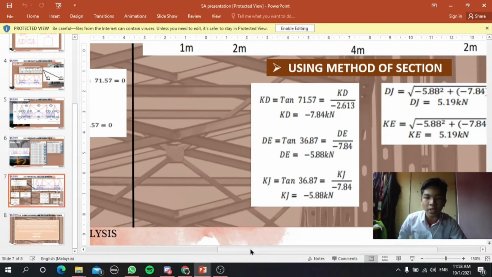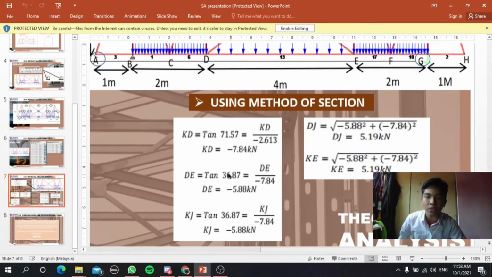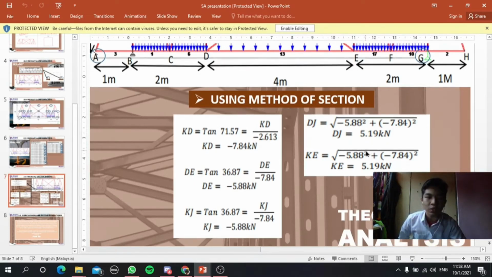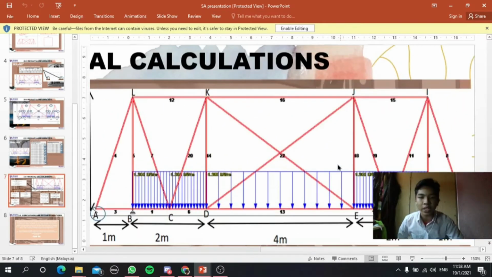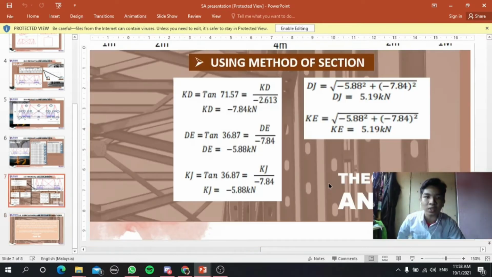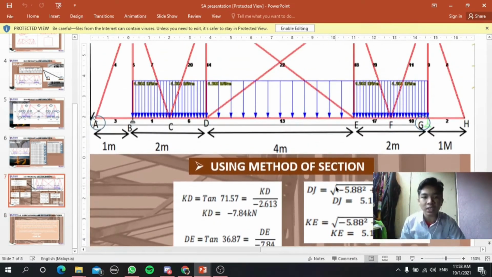Next, we use the method of sections to get the values of these members. For member KD, we get negative 7.84 kilonewton. Member DE, we get negative 5.88 kilonewton. Member KG, we get the same value, negative 5.88 kilonewton. As for members DJ and KE, we get the same value, 5.19 kilonewton. So that is for the calculation.